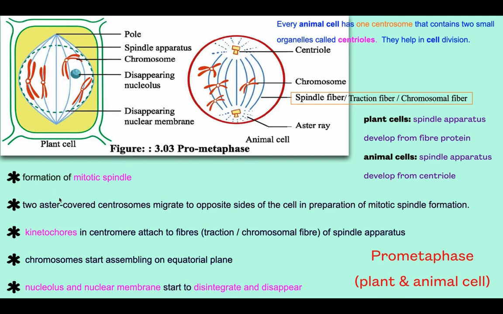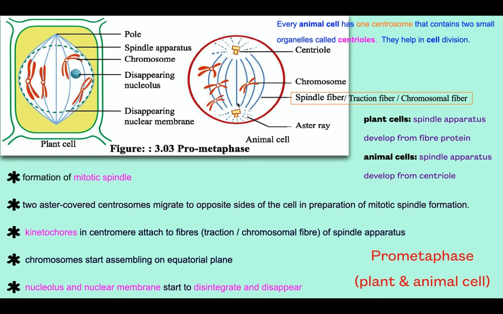So we can see that the mitotic spindle started to form. This is again a little bit different between plant cell and animal cell. In animal cell, we know that centrosome is there, and one centrosome contains two small organelles called centrioles. So this is one centrosome containing two centrioles, and this is another centrosome containing two centrioles. They play a major role in the production of spindle fibers.